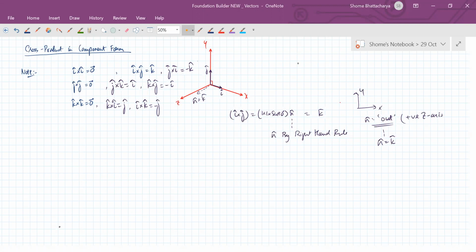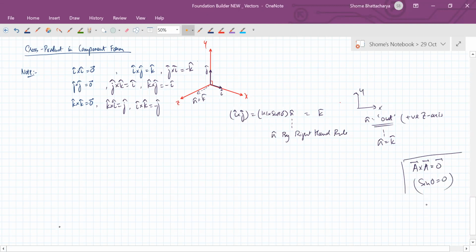Now, we have seen earlier that the cross product of any vector with itself is 0, because sine 0 is 0. So this is something we have seen before. So that's why I cap cross I cap is 0.